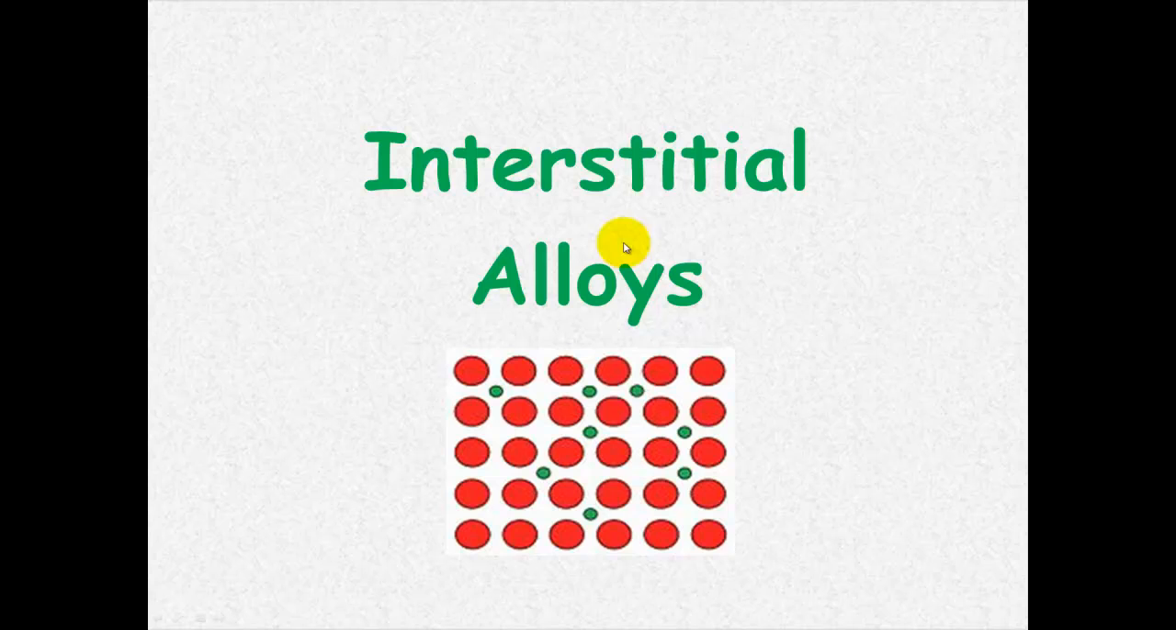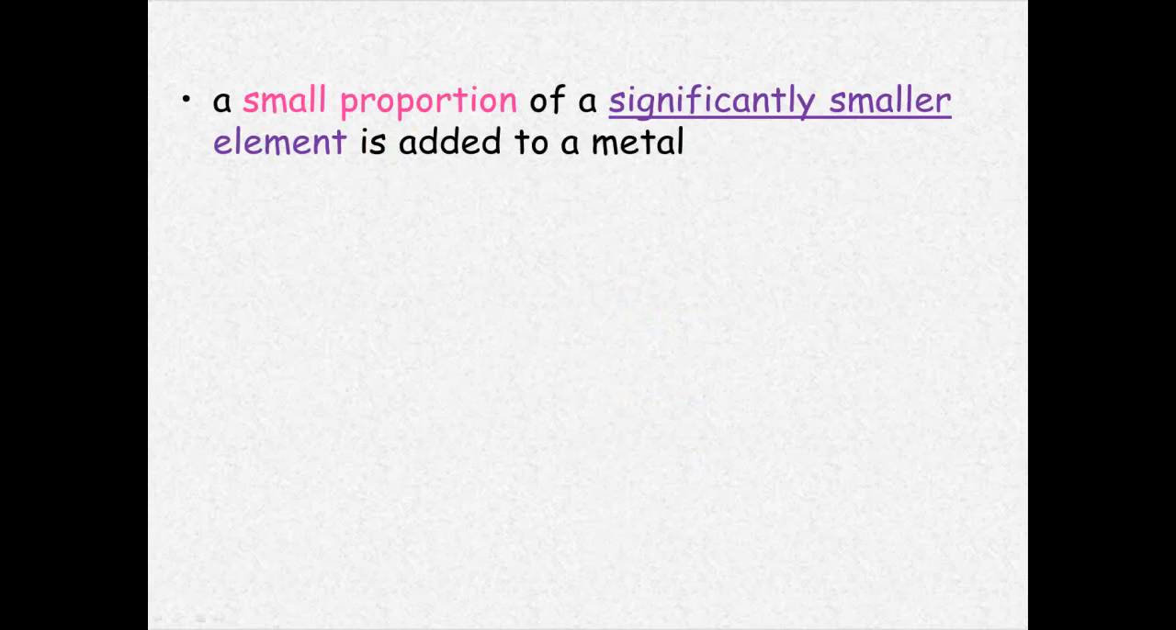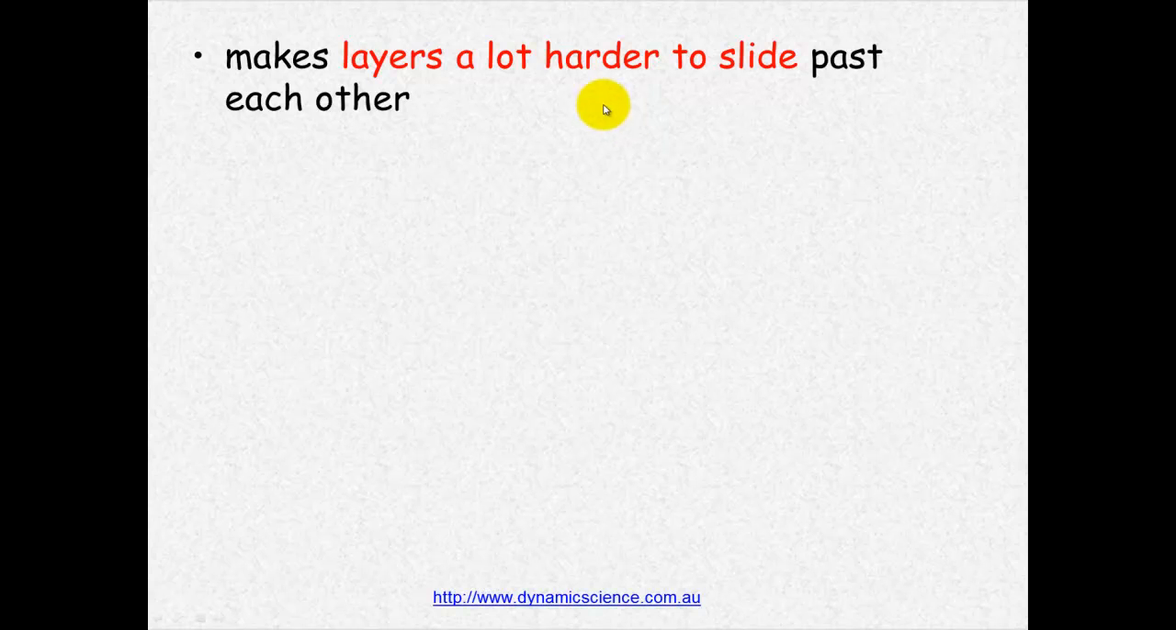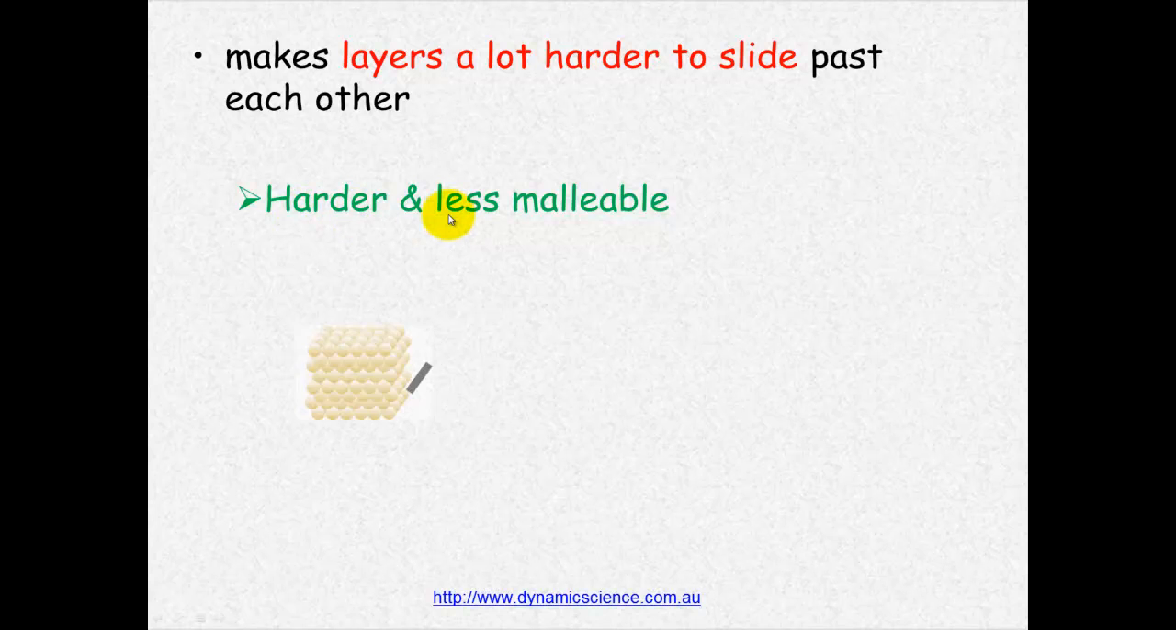So the second type are interstitial alloys, and you'll see here straight away that these are in-between alloys. Interstitial meaning in between. So these are smaller particles that are put in between the regular lattice of the metals. So it's a small proportion of a significantly smaller element added to a metal, as shown here. This makes layers again harder to slide past one another and makes the metal harder and less malleable.